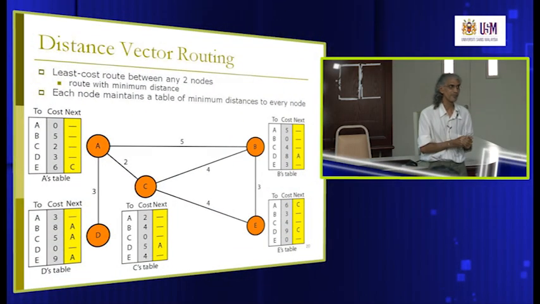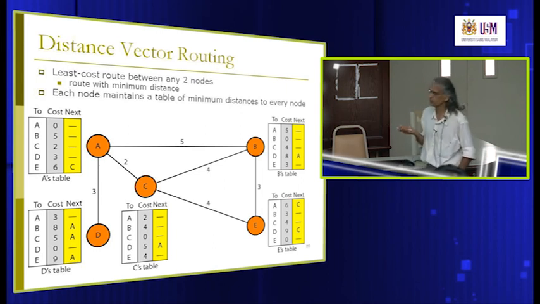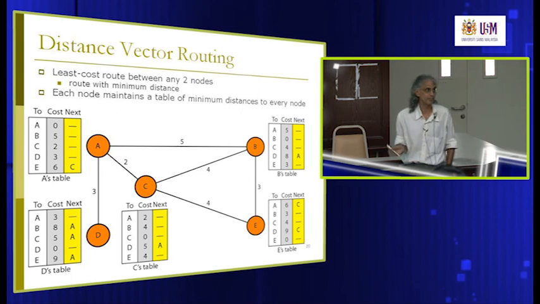So that's the principle. Distance vector routing tries to find the least cost route between any two nodes. Don't get confused by this table. This diagram is actually very simple. Let me take a look at this first part.